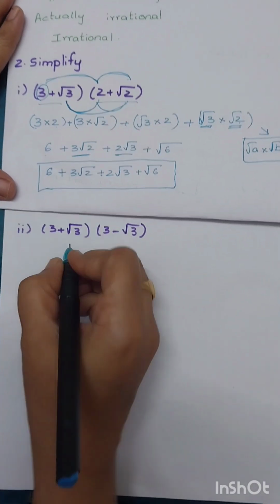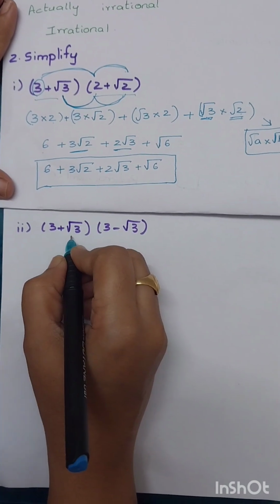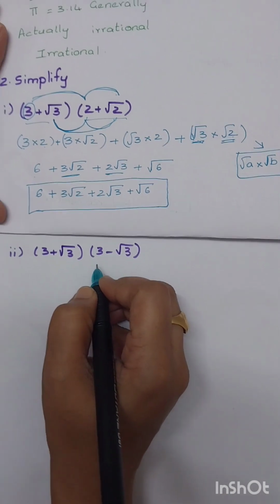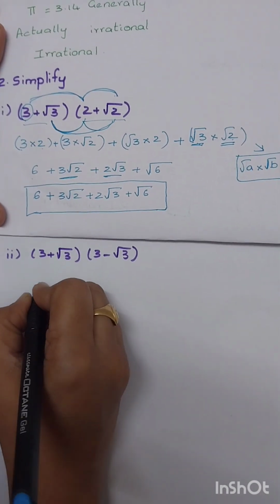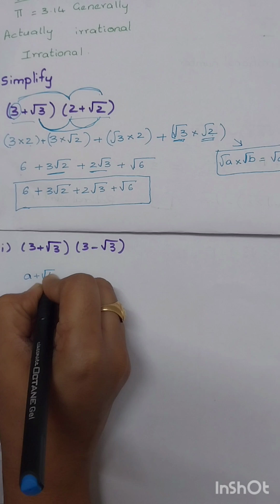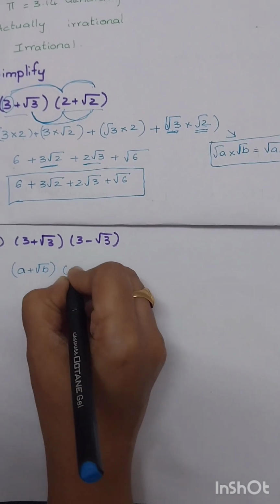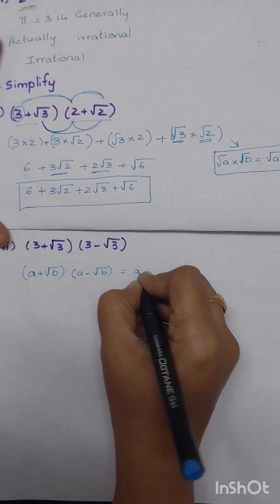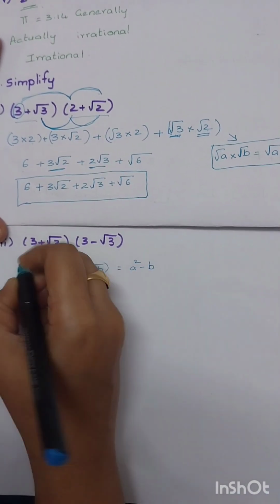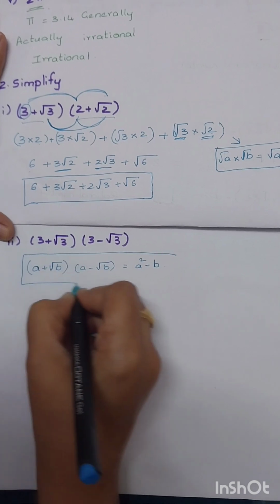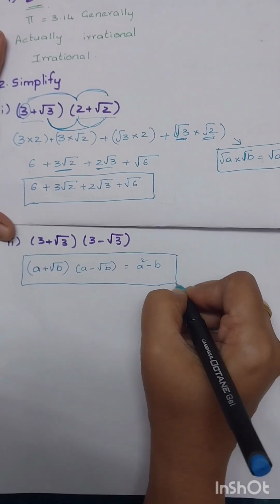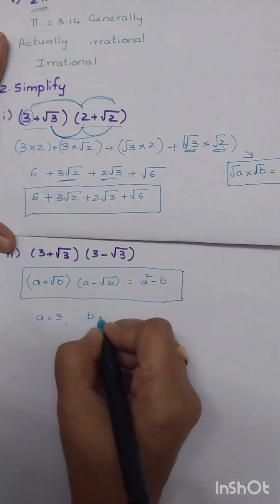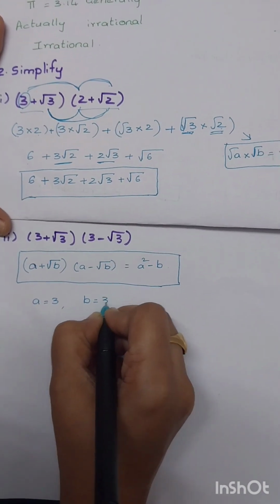Now let's solve the next problem. It is (3 plus root 3) into (3 minus root 3). So which identity can we use here? This is in the form of (a plus root b) into (a minus root b). So what does this give? a square minus b. So we are going to use this identity. So what is a here? a is 3 and b is also 3.